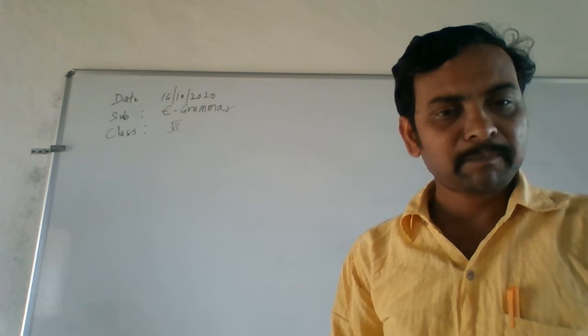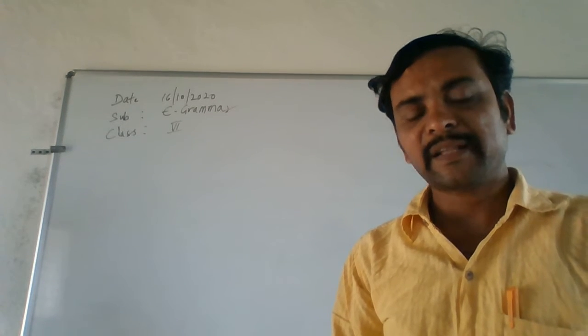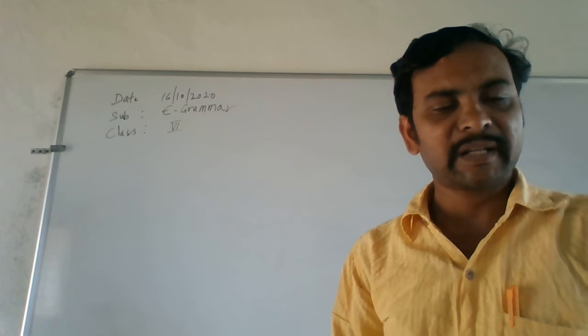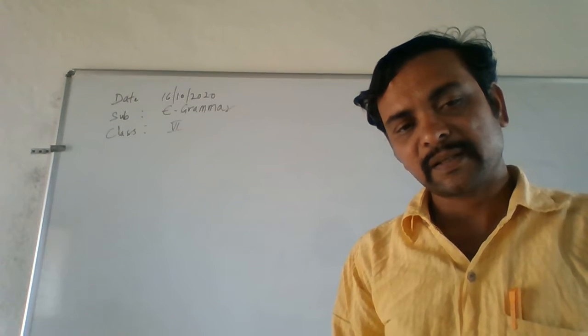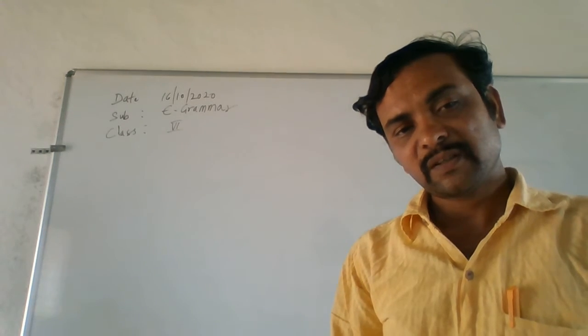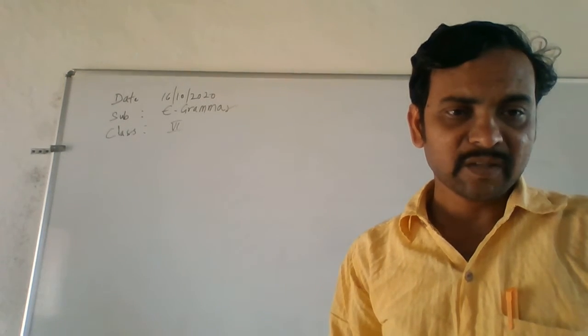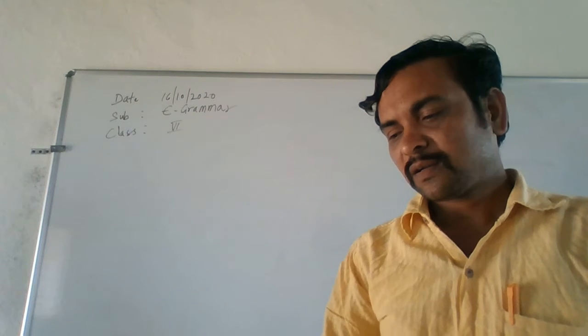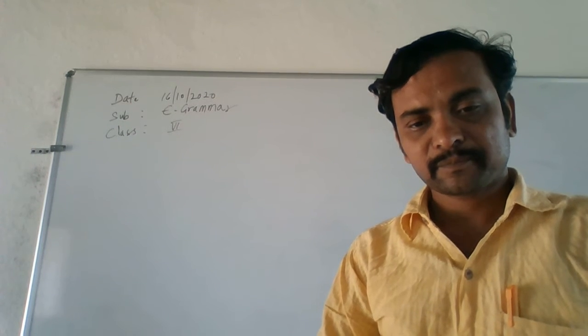So what is noun? Noun is the name of anything: a bird, a place, a person, a thing, vegetables, fruits, flowers, whatever you take. So noun means naming word.